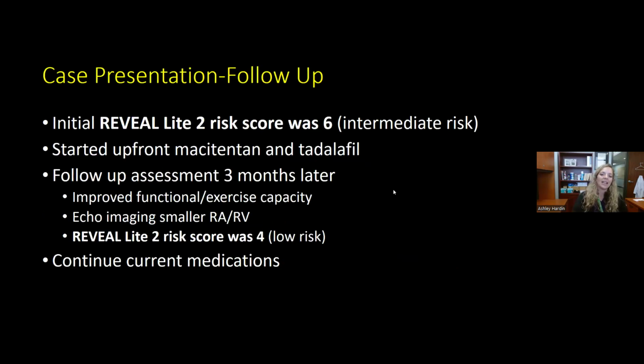Okay, so let's follow up that initial case. Her initial REVEAL Lite 2 risk score was 6, so she was intermediate risk, not high risk. So we started her on upfront macitentan and tadalafil. She had a follow-up assessment with us in clinic 3 months later where she had improved functional and exercise capacity. We felt better. Her echo showed a smaller RA and RV. Her REVEAL Lite 2 risk score at that time was 4, technically low risk. And so we continued her on her current medications with a plan to follow up 3 to 4 months later.